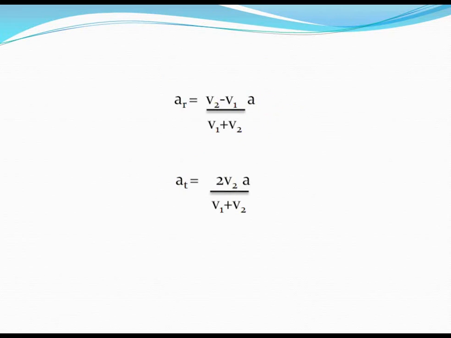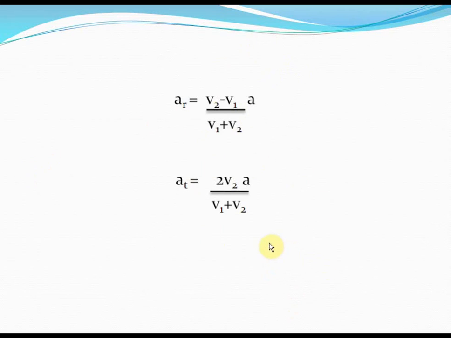Where do these expressions come from? How did we derive that AR is this expression and AT is this expression? What we have simply done is used energy conservation. Remember, we had formulae for energy conservation in the previous chapter. If we use those formulae, we can equate the energy of the incident wave to the energy of the reflected wave and the energy of the transmitted wave. That is what will give us these expressions.